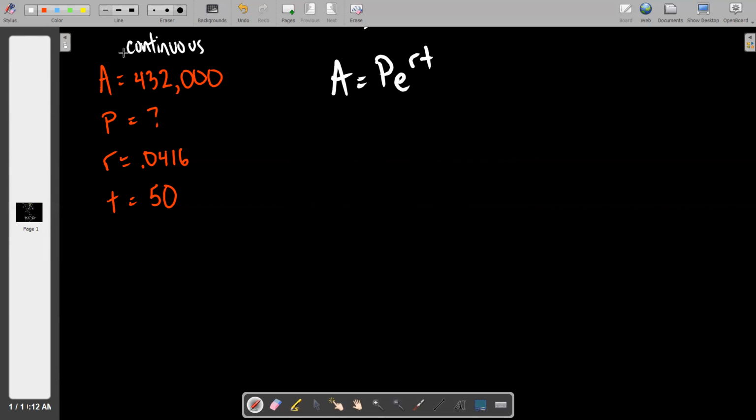What are we going to put in place of A? What are we going to put in place of P? What are we going to put in place of E? E, good. And what are we going to put in place of RT? Is that what it comes out to? Thank you. So 2.08. Do you guys have any questions so far?